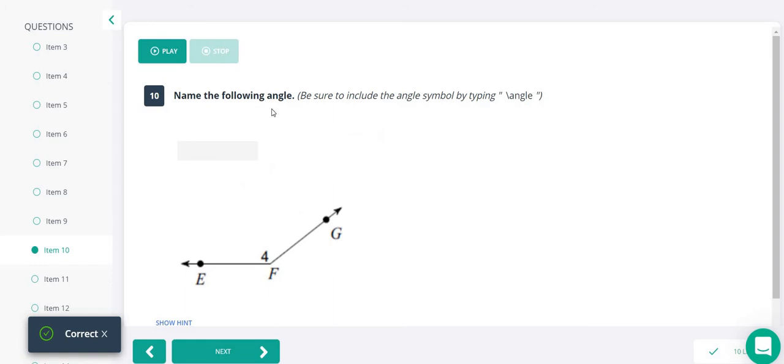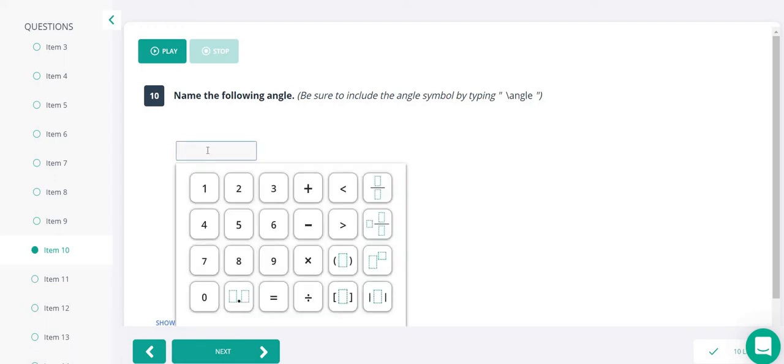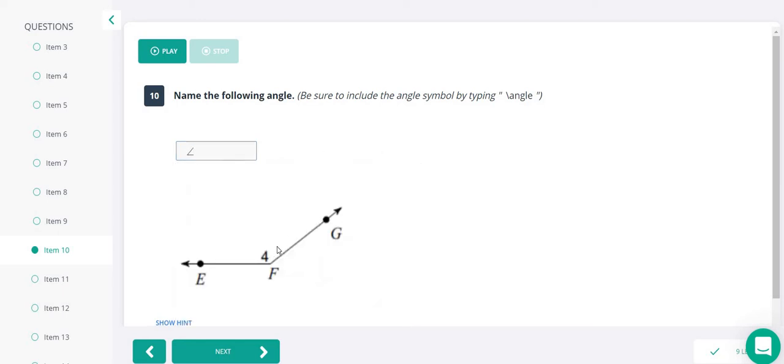All right, name the following angle. So, apparently if you type backslash angle, that gives you that. All right, I just learned that.